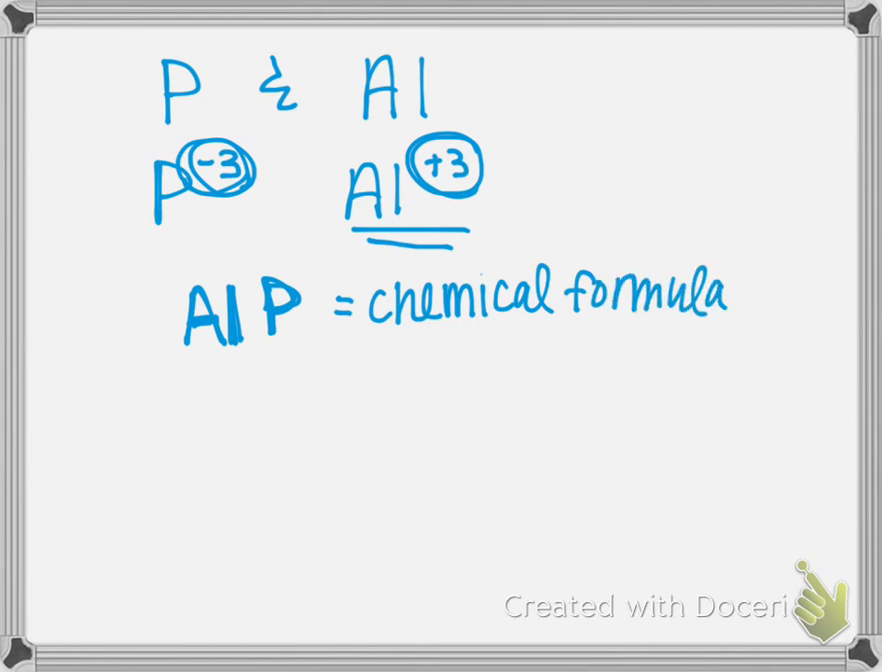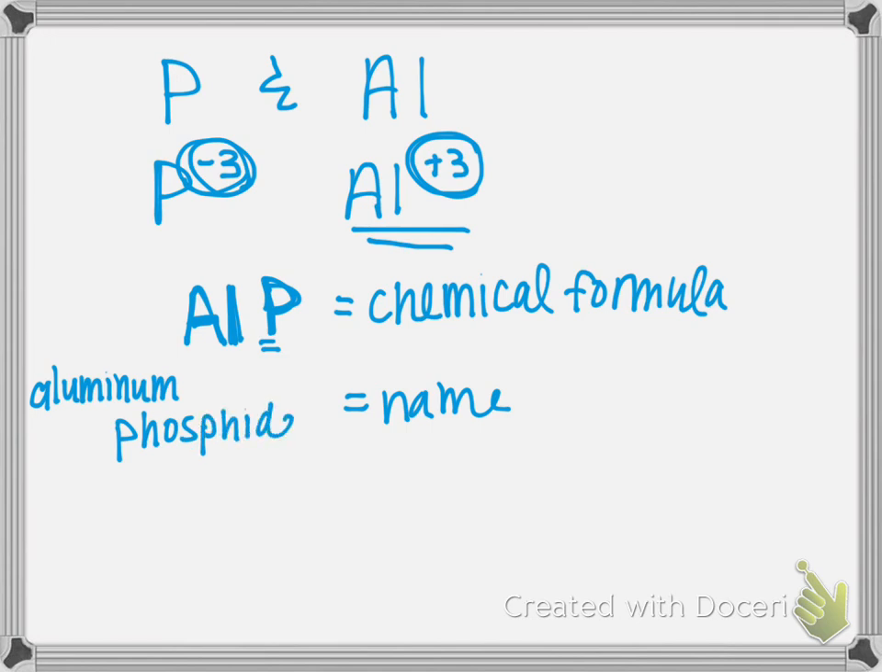And then the name of this molecule would be aluminum. And then the P with a minus charge is not called phosphorus, it is called phosphide. Aluminum phosphide is the name. AlP would be the chemical formula.